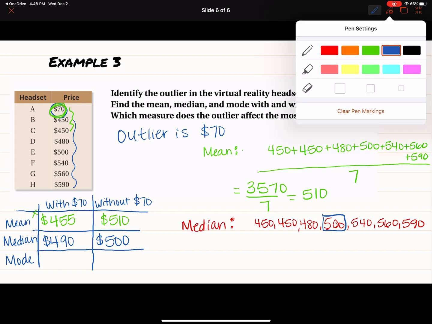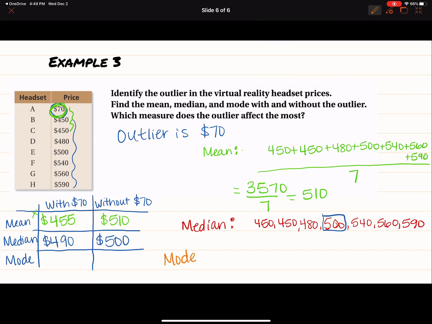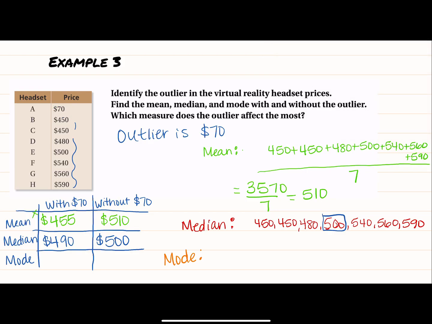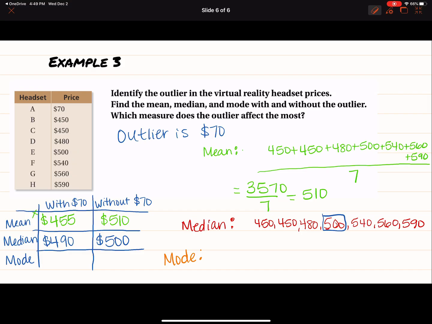All right, the mode is the value that occurs the most often. So for the mode, I can just look up here at the table. Okay, I've only got 70 once. I've got 450 twice, 480 once, 500 once, 540 once, 560 once, 590 once. So my mode is the number that occurs most often. It's going to be 450 because it's the only one that occurs twice. If I take out this outlier here, it's still the only one that occurs twice, so the mode actually doesn't change.